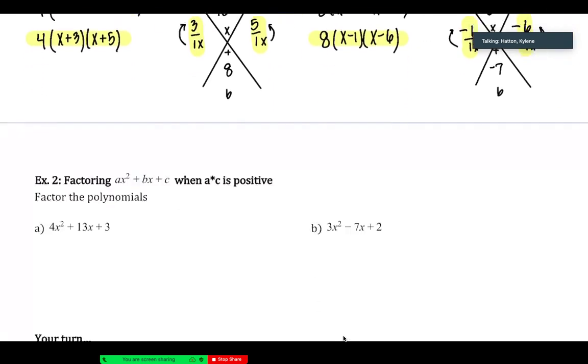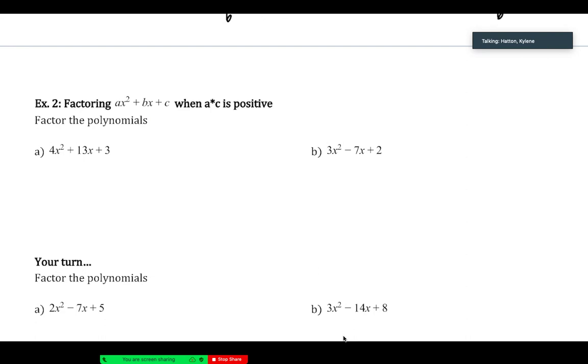So for example 2, factoring ax squared plus bx plus c when a times c is positive. So this is just one scenario or one type of problem. For a, it's 4x squared plus 13x plus 3. I'll give you a chance to write it down and then we'll begin it together.